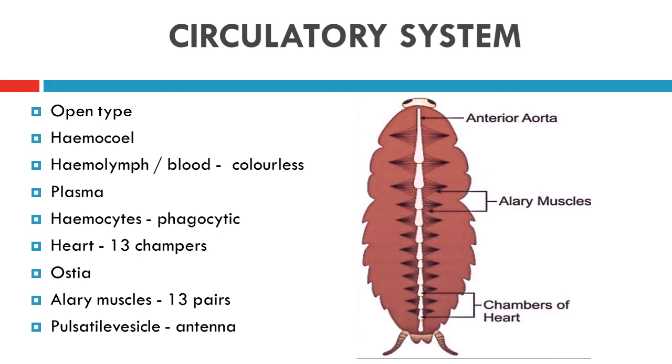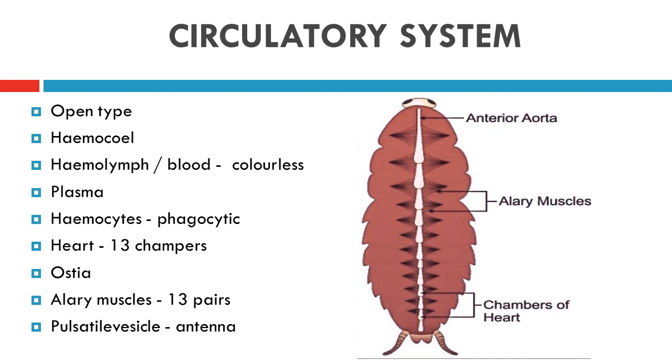Now let us see how the circulation takes place. What are the main regions of this circulatory system? The 13-chambered heart, 13 pairs of alary muscles, and the blood. The blood here is hemolymph, and it consists of plasma as well as hemocytes. Is it clear? Then how does the circulation take place? In our heart also, there is an anterior side and a posterior side. The upper side is anterior and the lower side is posterior.